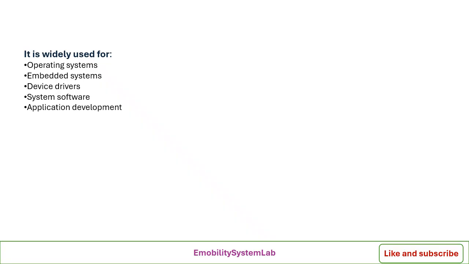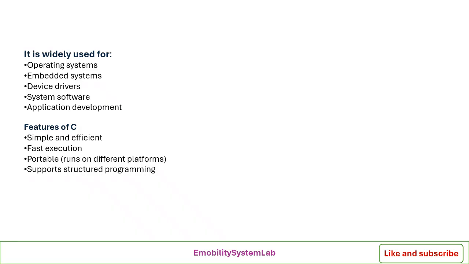So let's see its use cases. First of all, the C programming language is used in operating systems, in embedded systems, also for the development of device drivers, and it is also used in system software, and some other applications are also developed in the C programming language. So let's talk about some features of C.